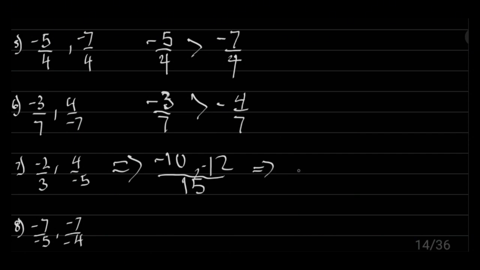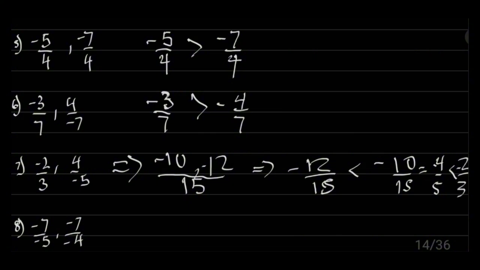So to sort them out, negative 12 over 15 is less than negative 10 over 15. So in all, to conclude, negative 12 over 15 is negative 4 over 5, so negative 4 over 5 is less than negative 2 over 3.